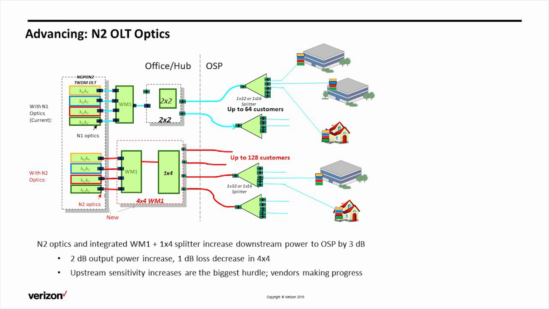In the upstream, it's a little bit more difficult, because getting the upstream sensitivity here increased by 2 dB is difficult. The vendors are working on this now. We're pushing hard to get this done. We're hopeful to be able to get product that we can deploy in the network in 2020.